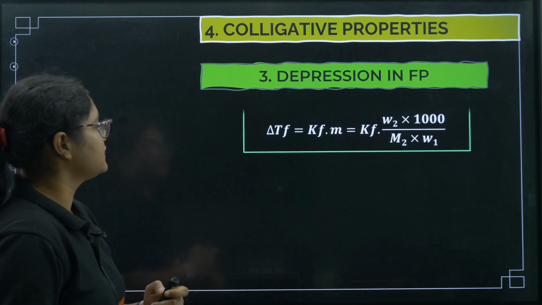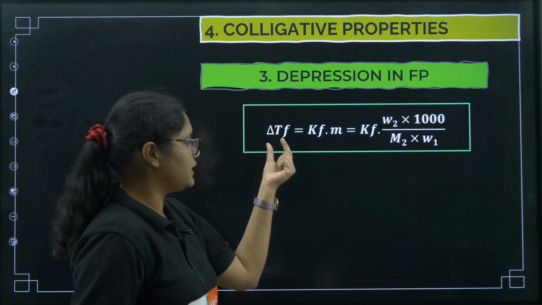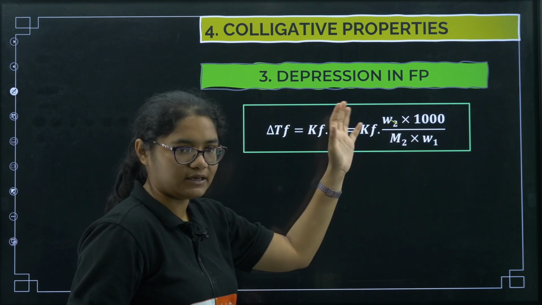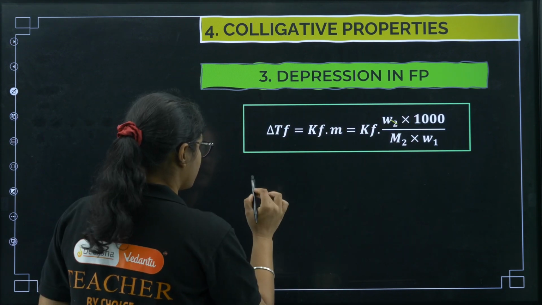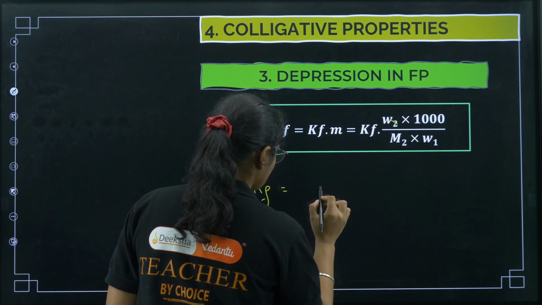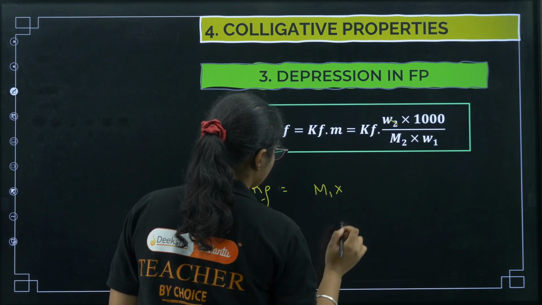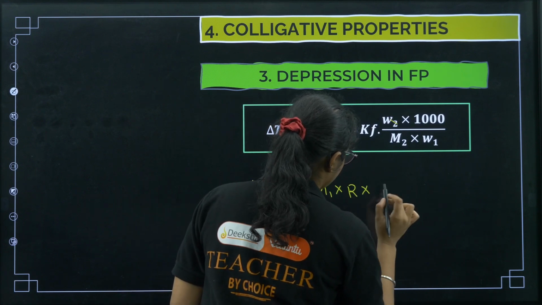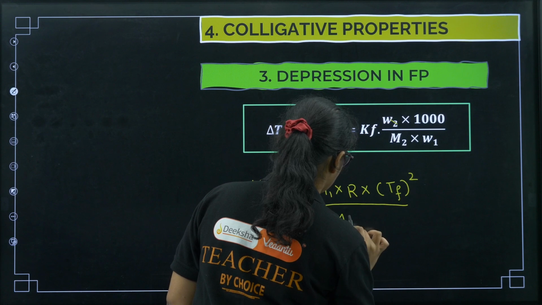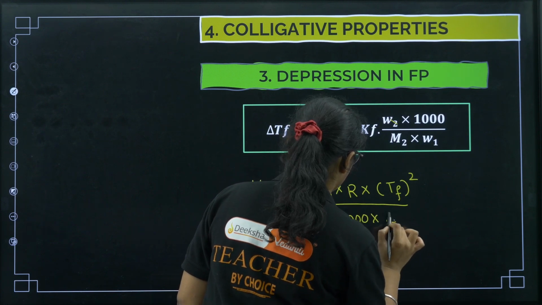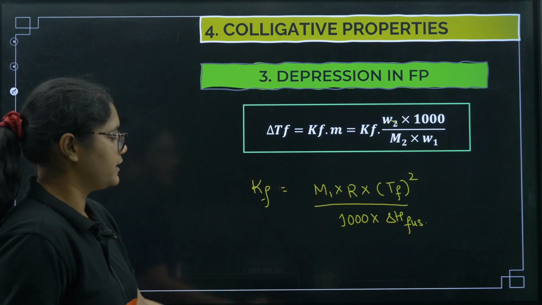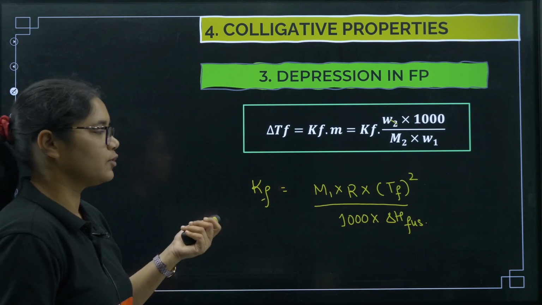Okay, next is your depression in freezing point. Same, delta TF is equal to KF into m. m is the molality. The symbols carry the same meaning as I discussed there. And here also I can calculate KF in a different way. So that is M1 into R into TF whole square divided by 1000 into delta H of fusion. Here M1 is also the molar mass of the solvent.